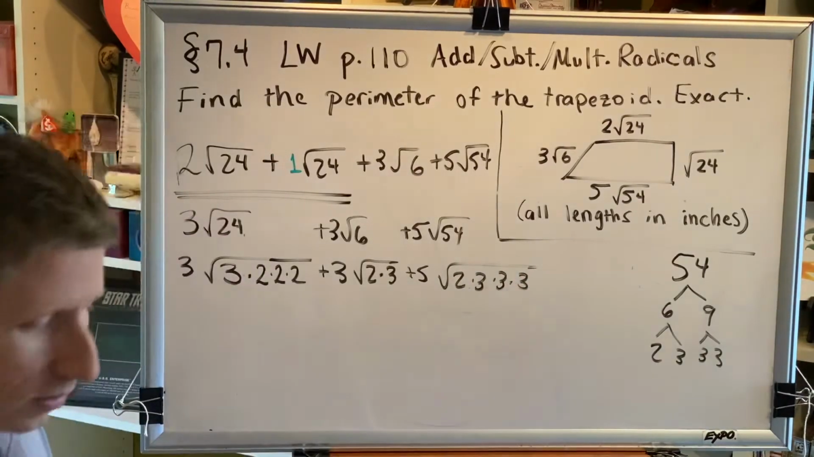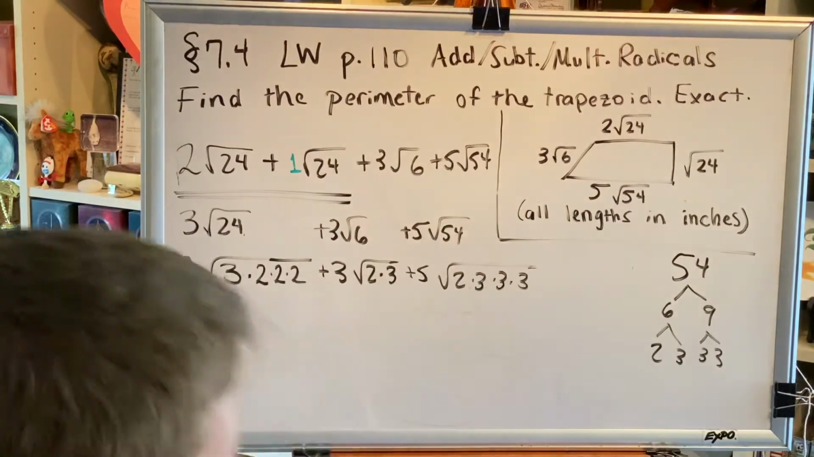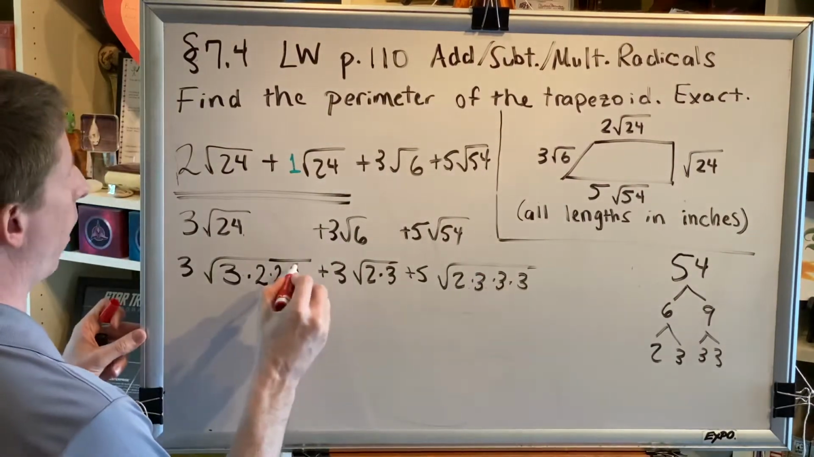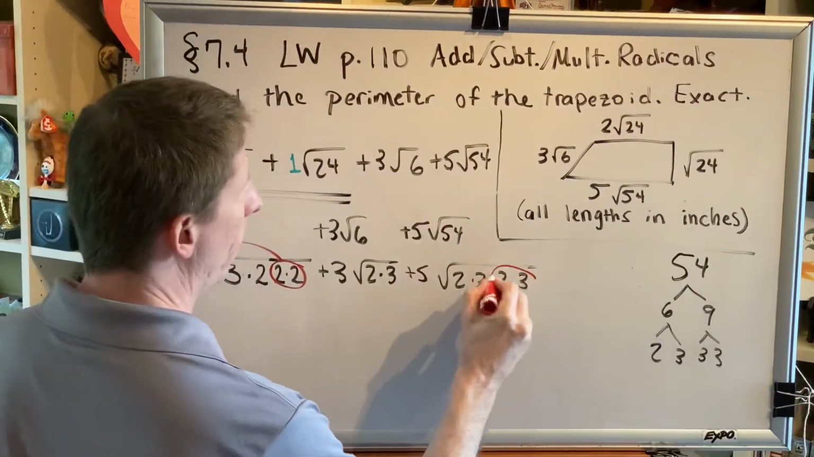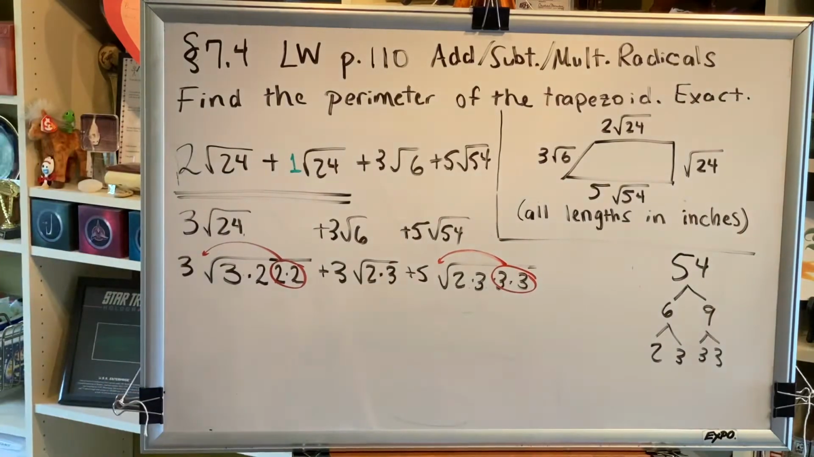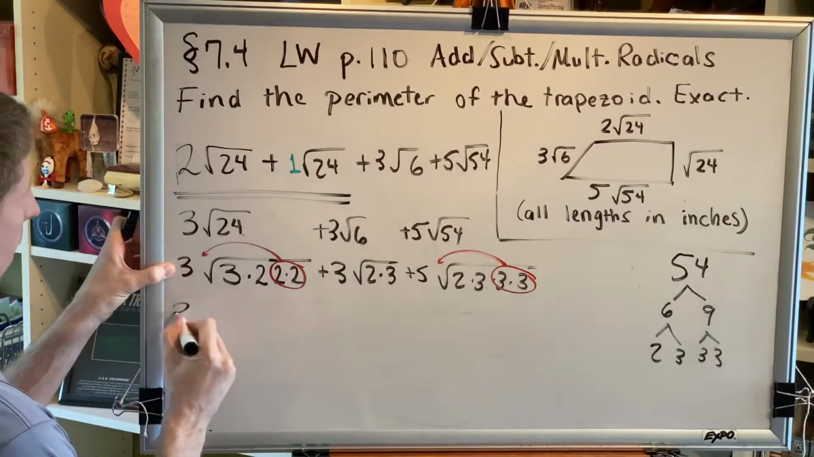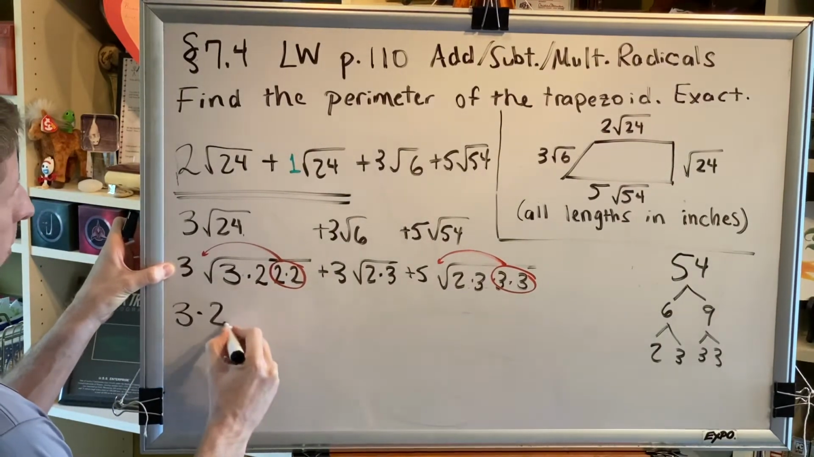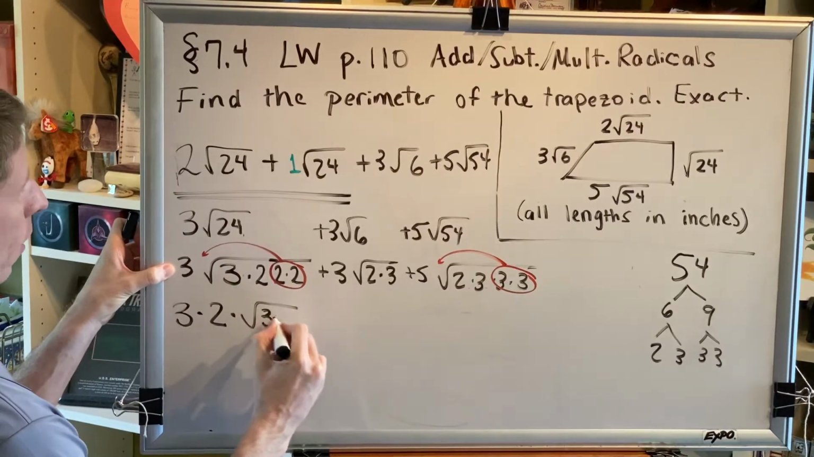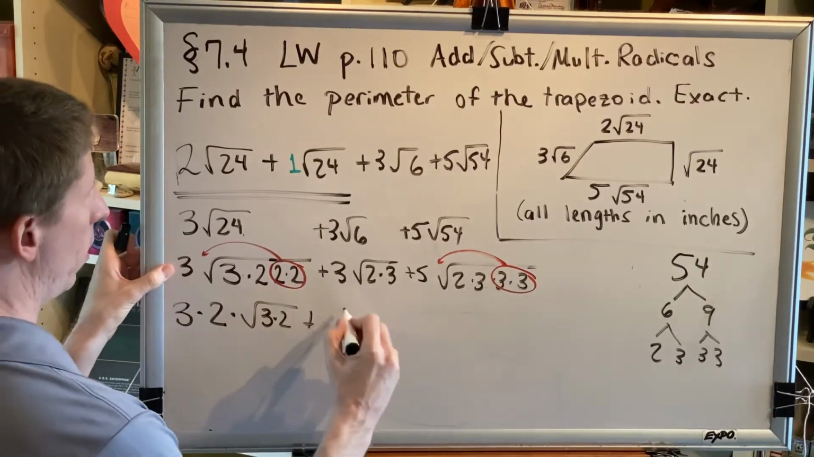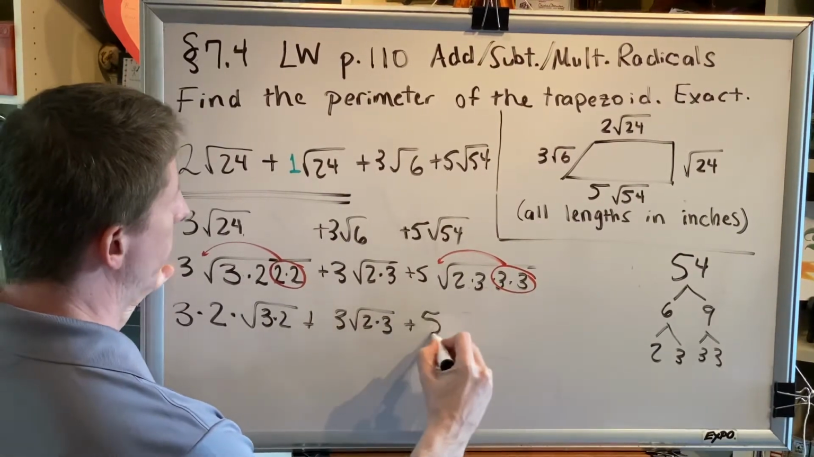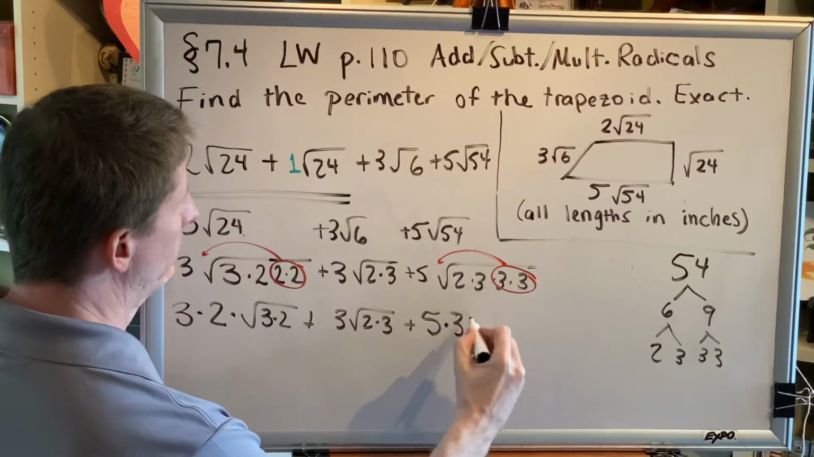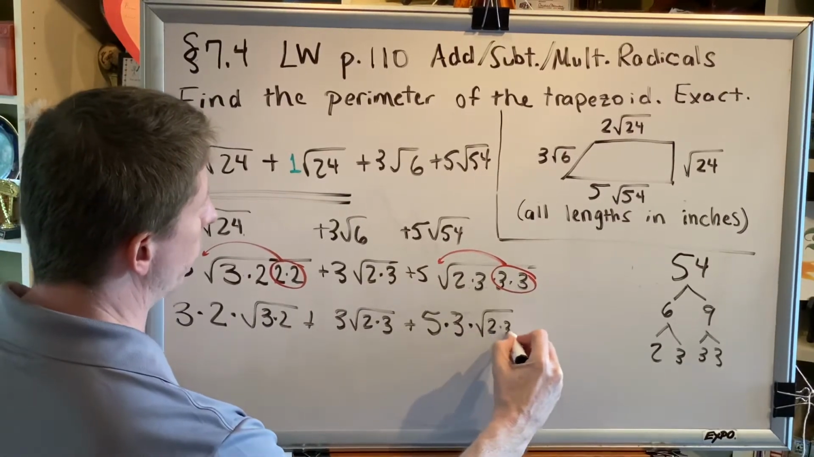Now these are all square roots. The index is 2. So we're looking for pairs here so that we can simplify. There's a pair, which will come out to multiply. There are no pairs here. There's a pair here, which will come out to multiply. So our next line will look like this. We have the 3 that we had out from the beginning, times this 2, which is coming outside, times the square root of 3 times 2, plus 3 times the square root of 2 times 3, plus the 5 that we had outside, times the 3 that came to join it, times the square root of 2 times 3.